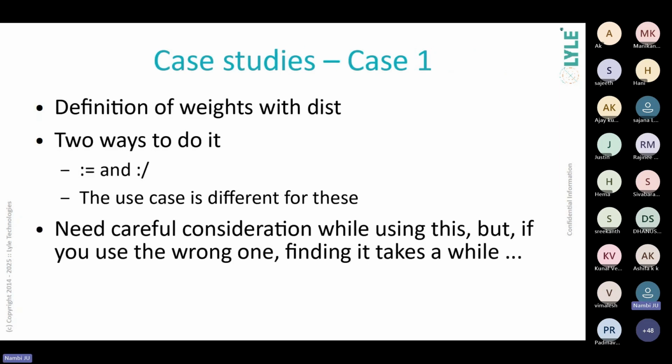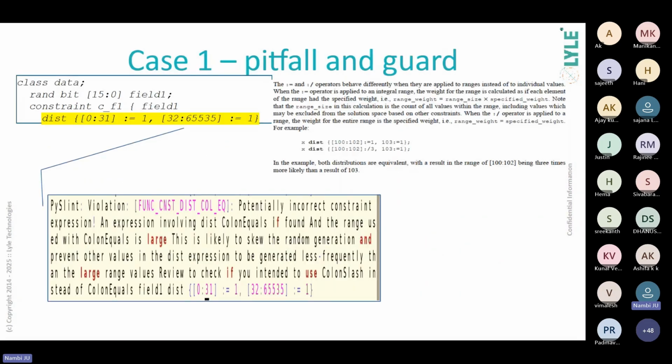Okay. So I'm going to present 4 use cases or case studies that we have done. The first one is the definition of weights with the dist keyword. There are 2 ways to do it, with colon equal to or colon slash. The use case is different for both of these cases. You need to understand carefully what the difference is and use the appropriate one, because if you use the wrong one, you're going to have difficulty finding what the issue was.